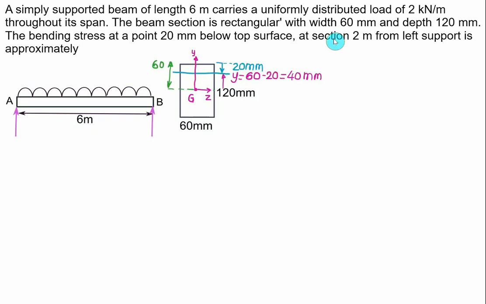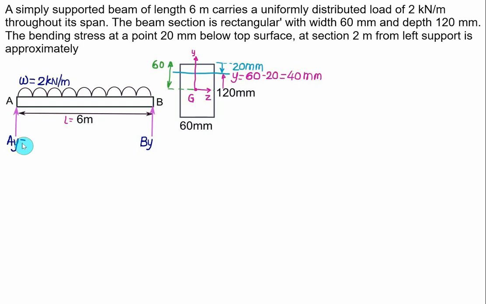Secondly, we are interested in the bending stress at 2 meters from the left support. So for this purpose we have to find the reaction here. We have the value of UDL, W, equal to 2 kN per meter. And this is a case of a simply supported beam, so the total downward force is equally divided between the two reactions at A and B.